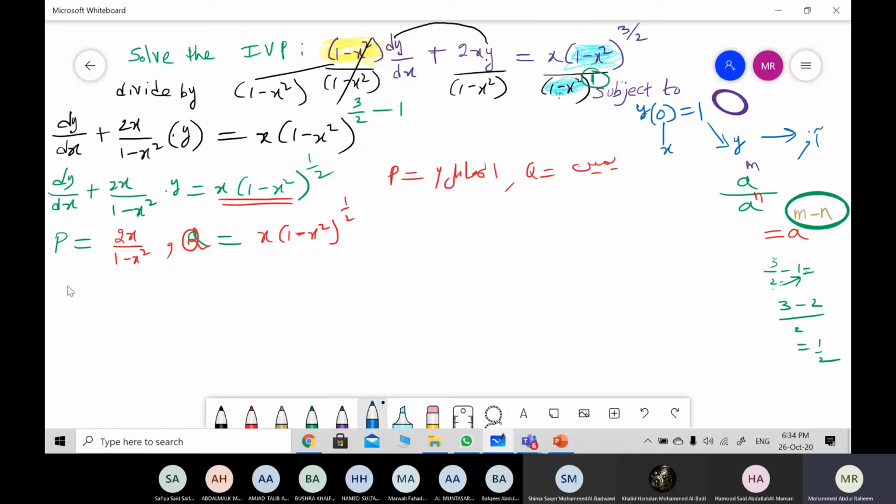Next one. We know the integrating factor is e power integral of P dx. P how much? P is 2x over 1 minus x squared. So 2x divided by this one. Now let us check our memories. We already discussed these types of things. Now anyone? Yes, it's equal to ln of 1 minus x squared.